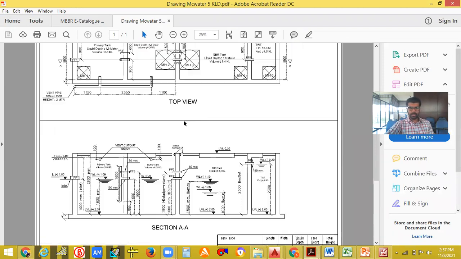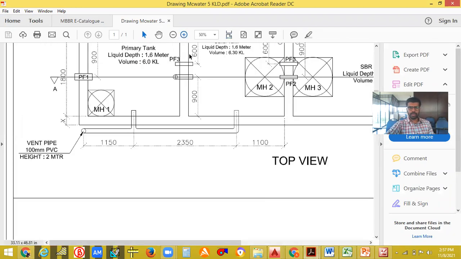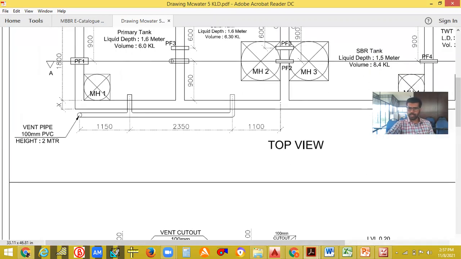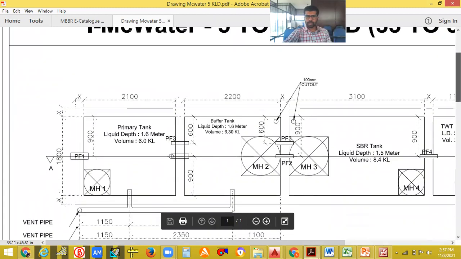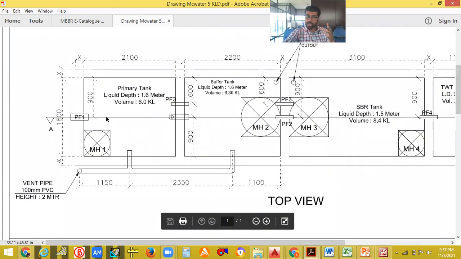This is the plan view. This is the top view and this is the plan view. They will be giving all the details, designs and drawings about the STP, depending upon the type of technology that they have.